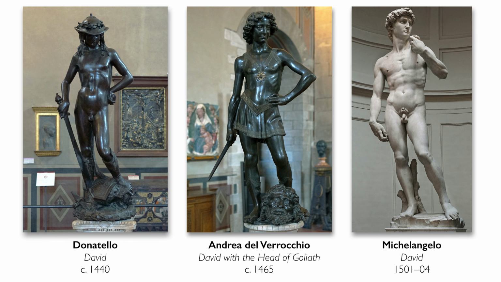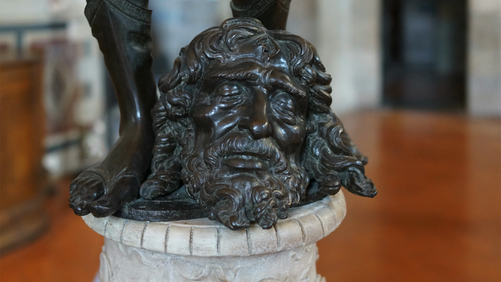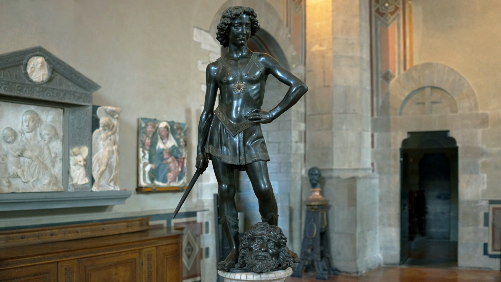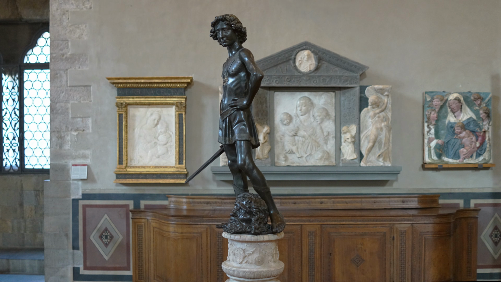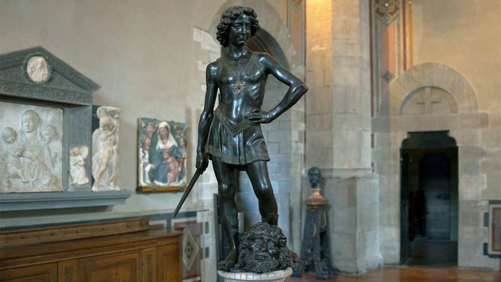And David was a popular subject, both because David is an important biblical figure that slays Goliath and then goes on to become king, but also because of the symbolism that it holds for the city of Florence. David was an underdog who defeated his enemy because of God's favor. And for this reason, both the wealthy banking family of the Medici and the government of Florence identified with David. And this particular David was commissioned by the Medici family.